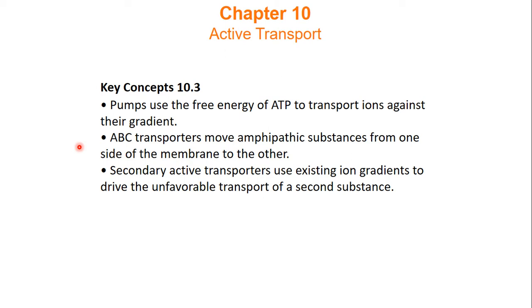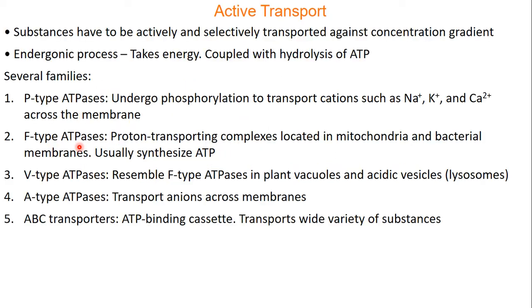In this video, we're going to start to look at some forms of active transport. So let's just go over the basics of active transport to begin with. Things that have to be actively transported are molecules that are transported against a concentration gradient. That is, they're going from low concentration to high concentration. So therefore, this is an endergonic process. It takes energy, and that energy usually comes from ATP.